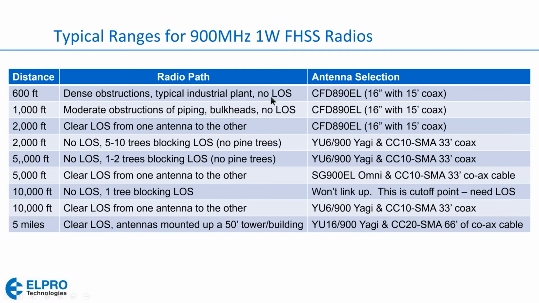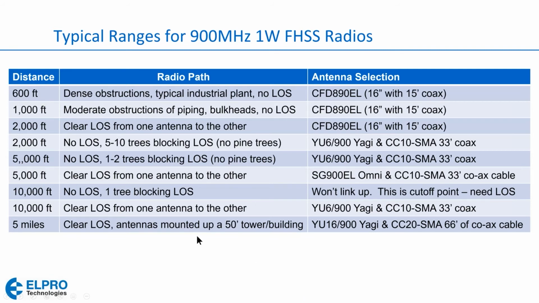No line of sight. LOS is short for line of sight. We would just use our CFD 890L, which is a 16-inch tall Omni antenna with 15 feet of coax here. And we can go on and on. Generally, when we reach about 10,000 feet and we don't have line of sight, that's the cutoff point. The radios won't link up beyond about 2 miles unless you have line of sight for this type of radio and its frequency.